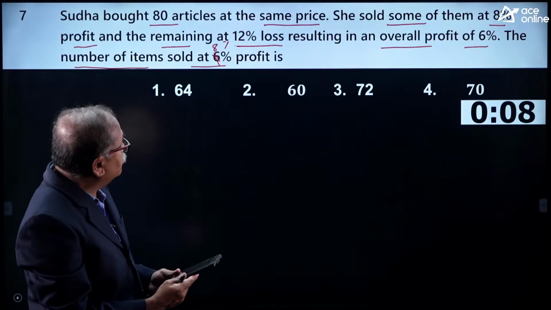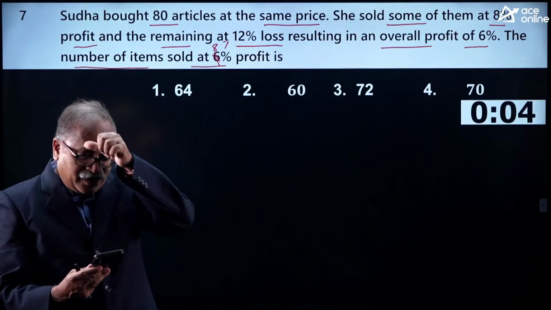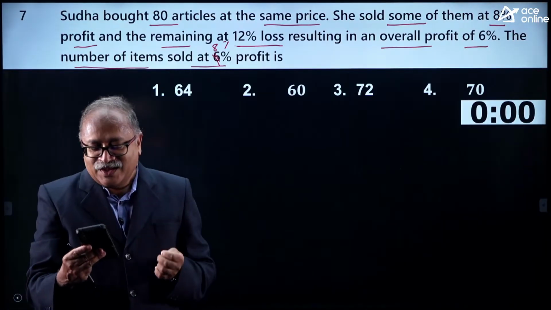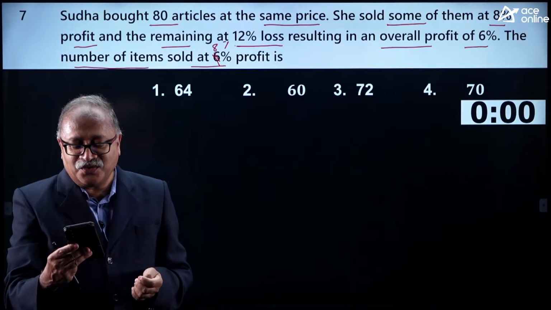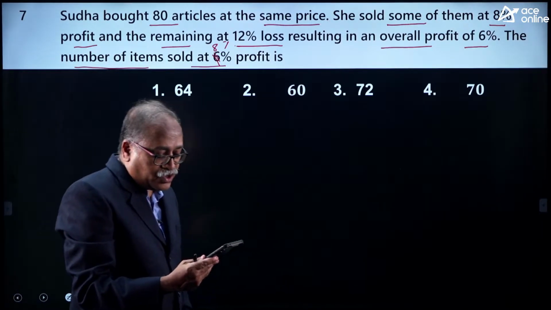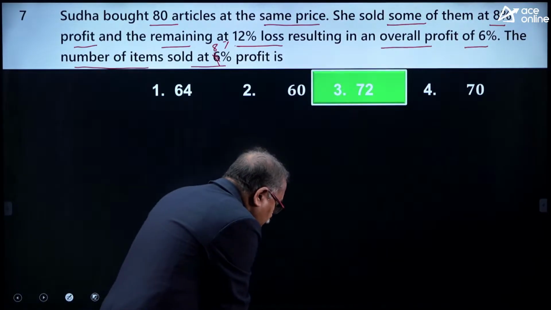Varshini 8. Yeah, that's right, Varshini 8. And when Aman is there, it is very difficult to beat Aman. So, Aman says 72, Varshini says 72, that means option choice 3. Okay, shall I check? This is the answer, option 3, that is right.